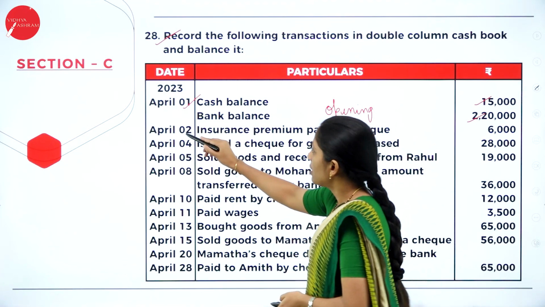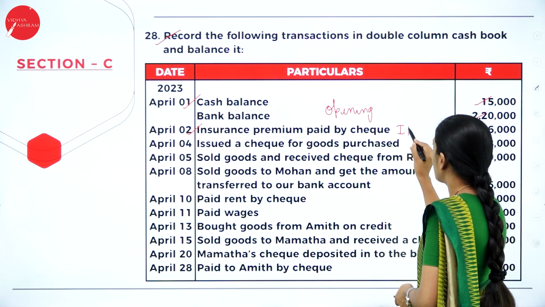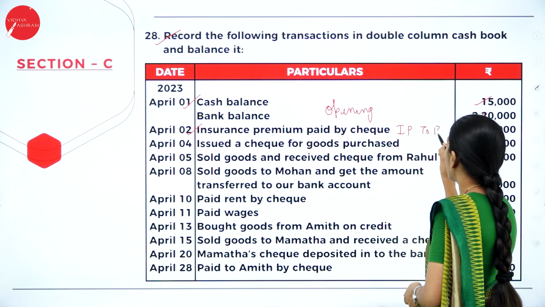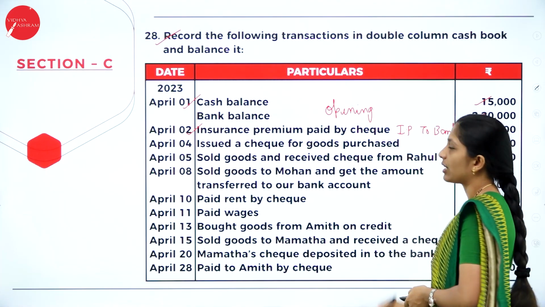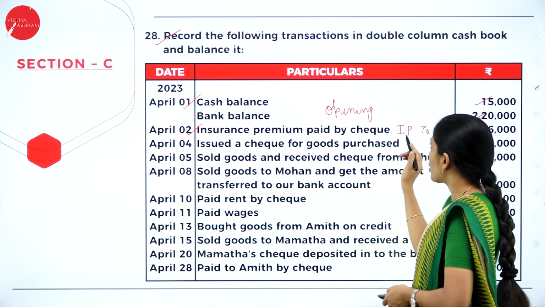Coming to the next one, insurance premium paid by cheque. So what is the entry? Insurance premium account debit to bank account. So this is a journal entry. When you write the journal entry, it will be easy for you to transfer. So how do you write?